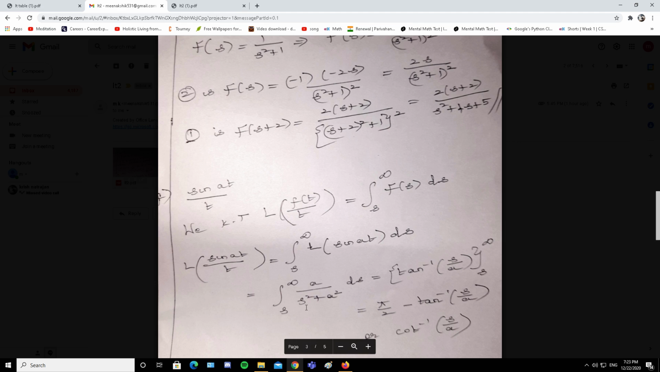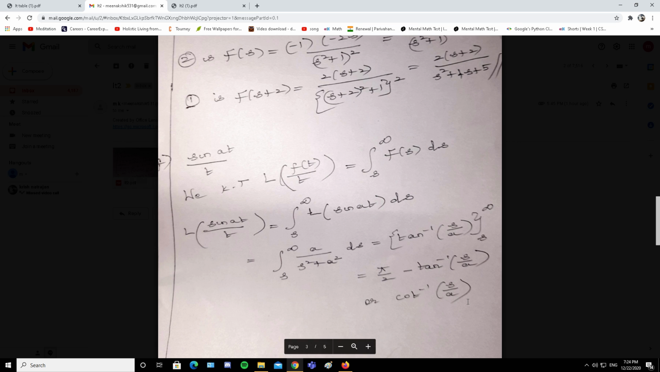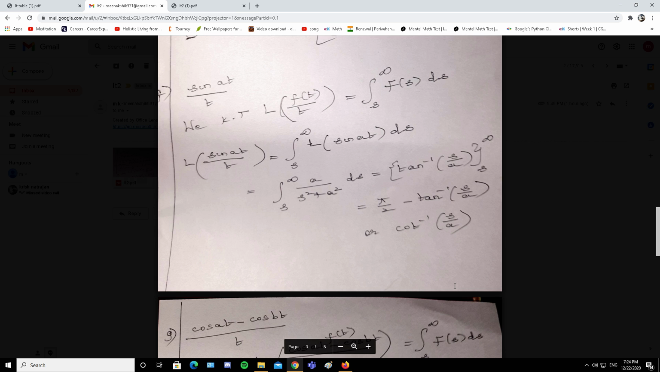So what is the integral from s to infinity of a by s square plus a square ds? It is tan inverse of s by a from s to infinity. When s takes the upper limit infinity, tan inverse infinity is pi by 2. When s takes the lower limit, it is tan inverse of s by a. So pi by 2 minus tan inverse of s by a is cot inverse of s by a.